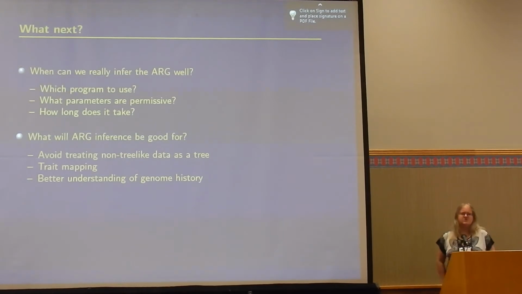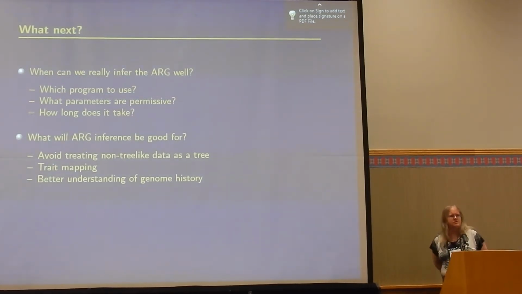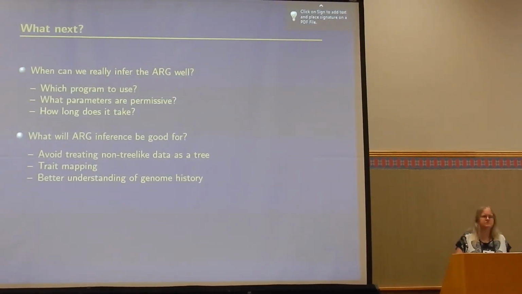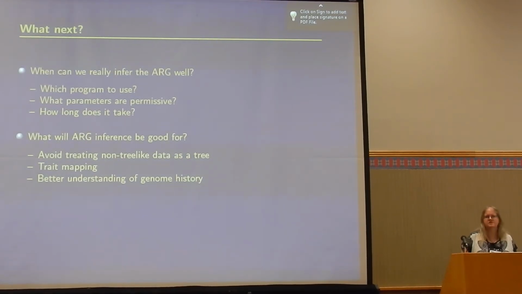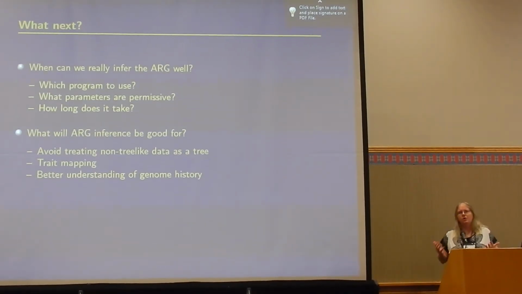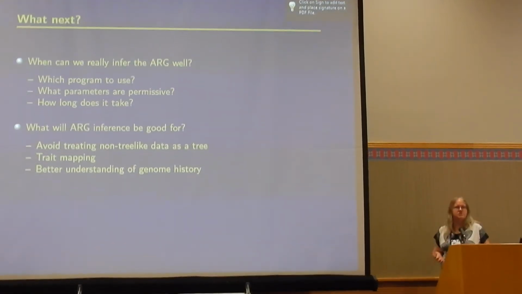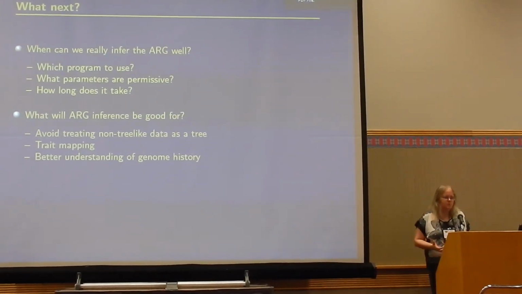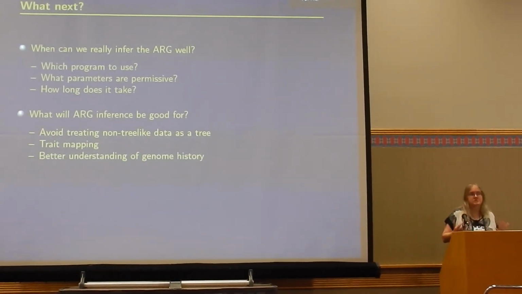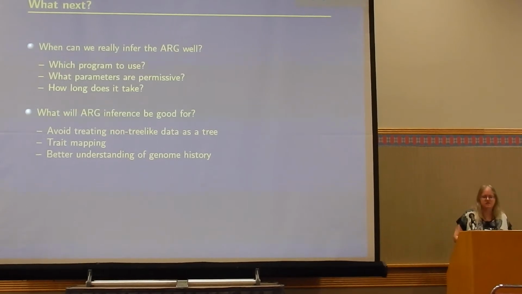Where are we going to go with this? So I'd like to know when we can infer the ARG. Is it realistic to hope that we can infer the ARG of biological data, even in this limited sense where we're only focusing on the recombinations that change the tree topology? What program should we use? How long does it take? How big of a cloud do you need?